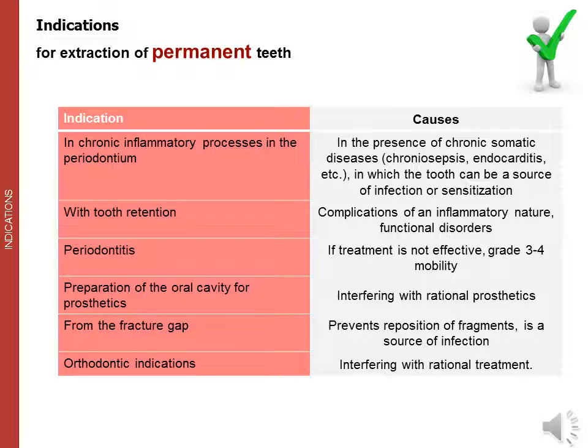The tooth will be extracted if there are complications of an inflammatory nature or functional disorders with tooth retention. If treatment is not effective, or there is grade 3 mobility because of periodontitis. If it interferes with rational prosthetics, because preparation of the oral cavity for prosthesis is impossible. If it prevents reposition of fragments or is a source of infection from the fracture gap. If it interferes with rational treatment, for example, orthodontic indications.